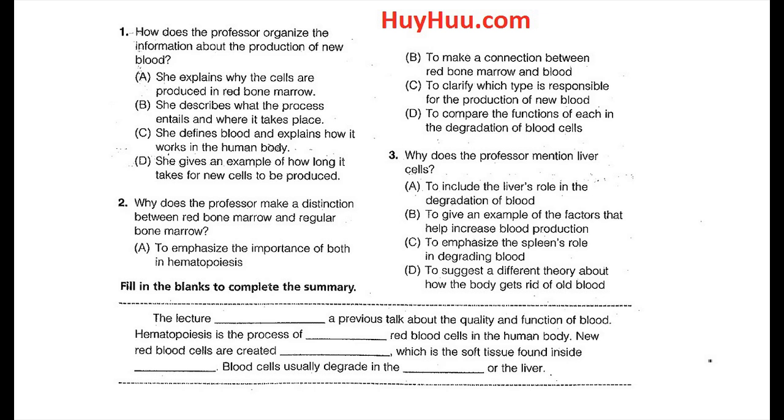1. How does the professor organize the information about the production of new blood? 2. Why does the professor make a distinction between red bone marrow and regular bone marrow? 3. Why does the professor mention liver cells?